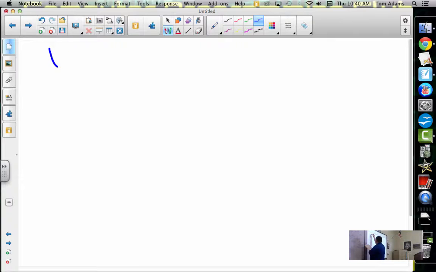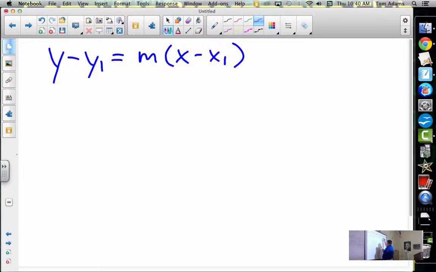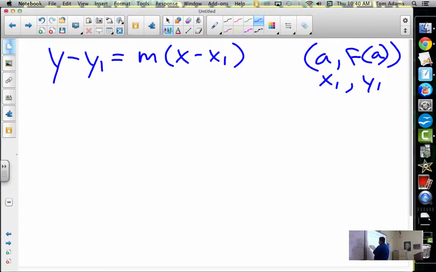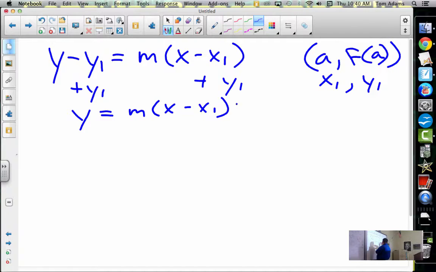So remember that when we write the tangent line, it's y minus y sub 1 is equal to m times x minus x sub 1. And keep in mind, we're focusing on a point where the point is a comma f of a. This is technically your x sub 1 comma y sub 1. So now if I add the y sub 1 to both sides, I get y is equal to m times the quantity x minus x sub 1 plus y sub 1 on the end.